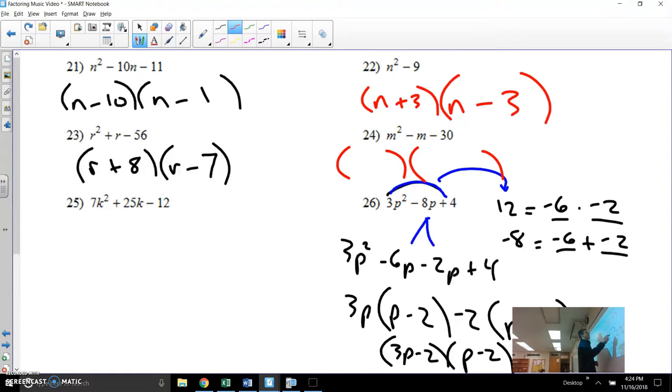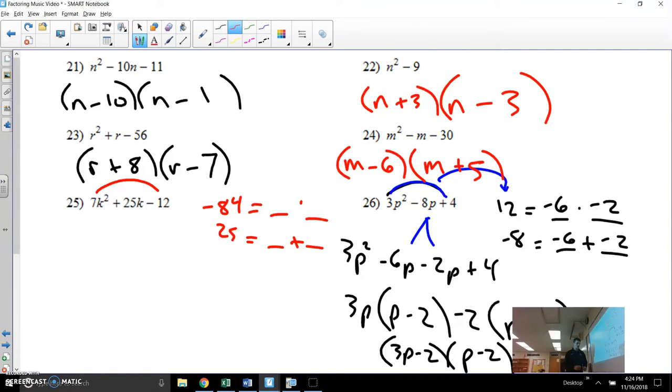So this one, we're trying to multiply to be negative 30 while adding to be a negative 1 in the middle. So that's going to be m minus 6, m plus 5. Okay, so one more. Let's go through that method. 7 times negative 12 is negative 84. And what would multiply to be that, but if you add it together, you get 25?